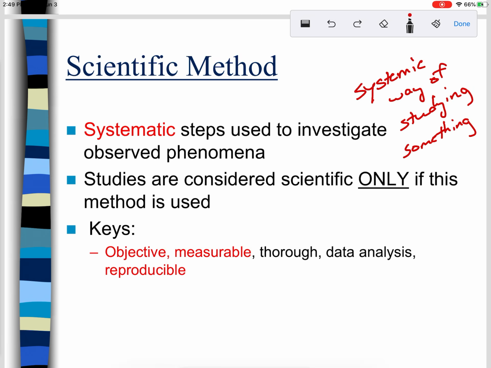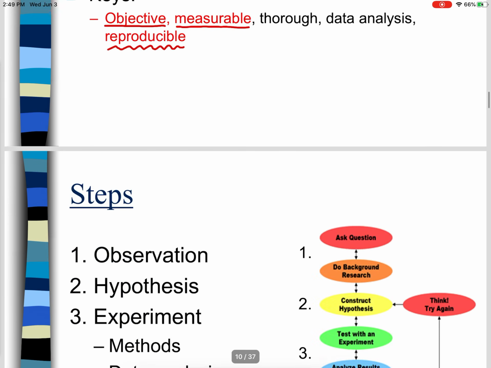Some of the things that are really important in this systematic series of steps is that it's objective. We have things that are measurable, not just saying, well, do you feel better? We actually want something measurable. And the key also is that these steps are reproducible. If you set up a properly set up scientific method study, someone else could do the same study and get the same results.